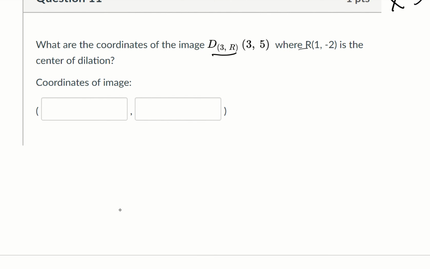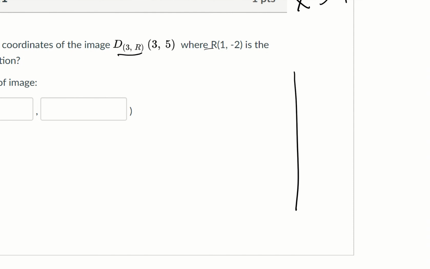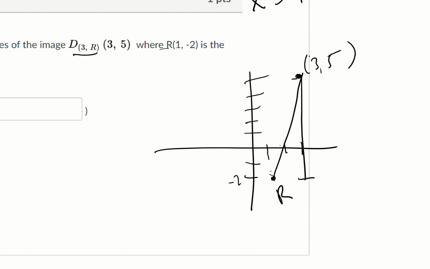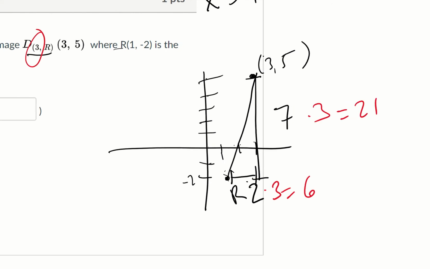All right, the next question, what are the coordinates of the image D3R, where R(1, -2) is the center of dilation? Again, it's pretty easy to mess this up, so I would suggest just drawing the coordinates here. So we got R, which is 1, -2, and then we got 1, 2, 3, 1, 2, 3, 4, 5. So this is my coordinate 3, 5, and I want to stretch those. So I'm going to go from here to here. How far is it in the y direction? Well, in the y direction, it's 1, 2, 3, 4, 5, 6, 7. And in the x direction, it's, let's see here, 1, 2. And then I'm going to stretch it by 3. So I'm going to multiply those by 3. And so this will be 21, this will be 6. So I got to stretch this 6 units away from here and 21 units away from here.